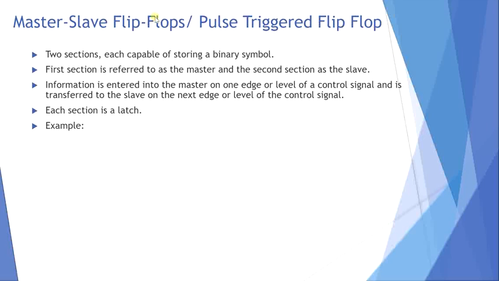So in this master-slave flip-flop, we have the property of the timing of a flip-flop response being related to the control input signal, which is achieved with the master-slave and edge-triggered flip-flop. Here you have basically two cascaded sections, each capable of storing a binary symbol. How these cascaded sections are formed, I will show you in the diagram when I consider the example. The first section is referred to as the master and the second section is referred to as the slave.